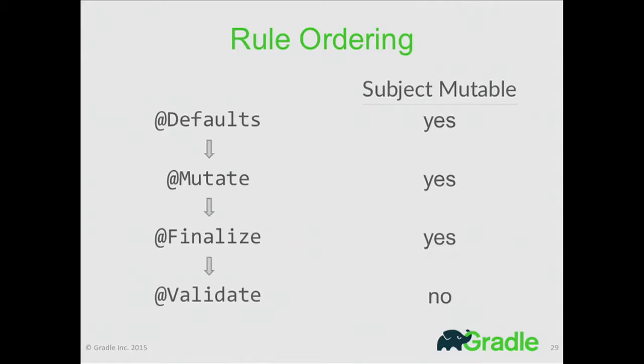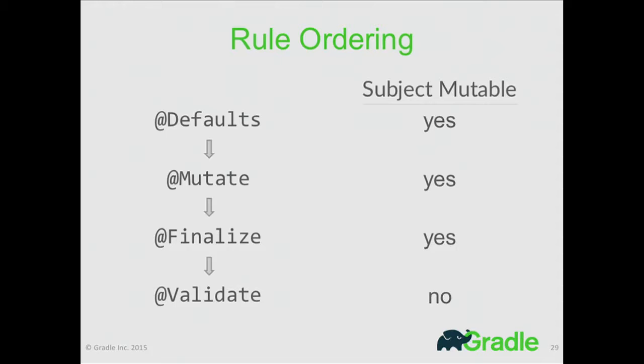So basically, the order of evaluation of rules for a particular subject is in this order. I can define a default rule, which will apply defaults to a particular subject before any of the other mutation rules on that subject are applied. Mutate is the default ordering. Finalize comes after all the mutation rules. And then there's a final one called validate.